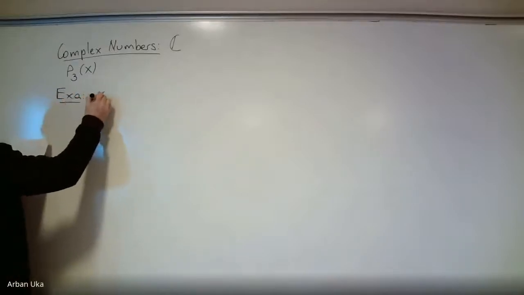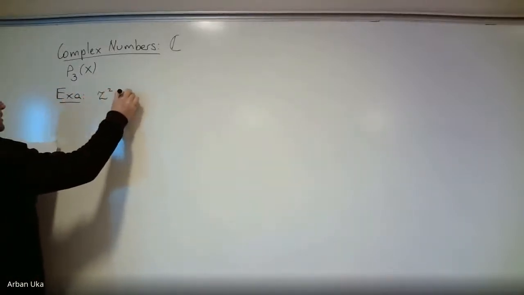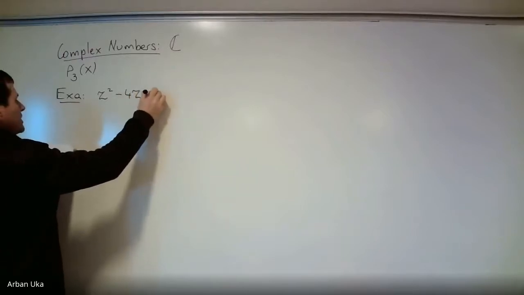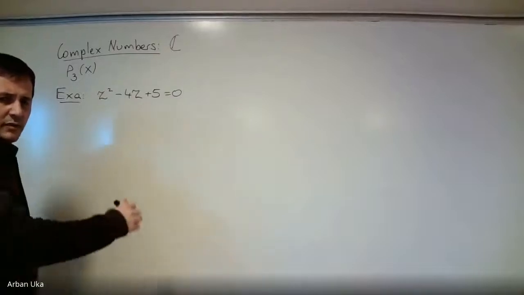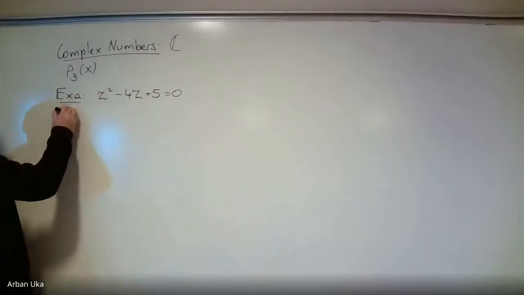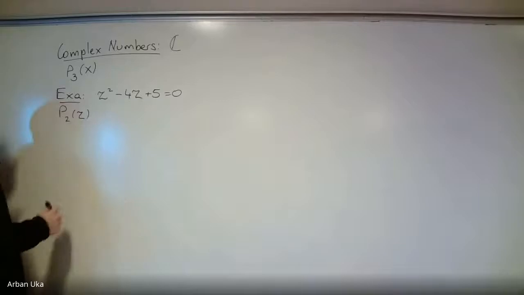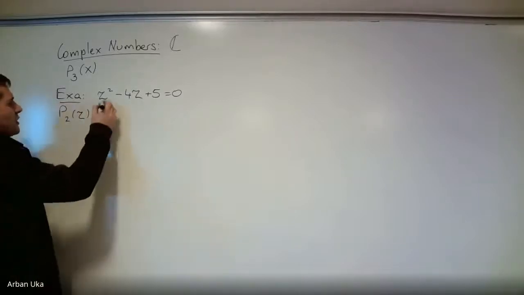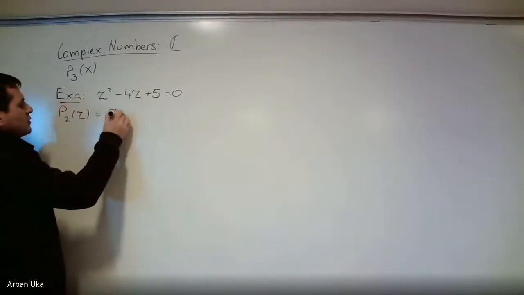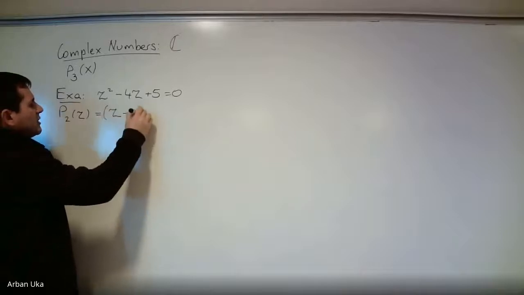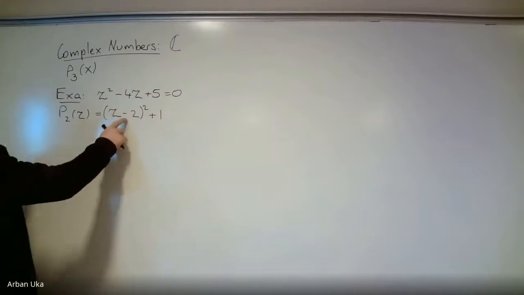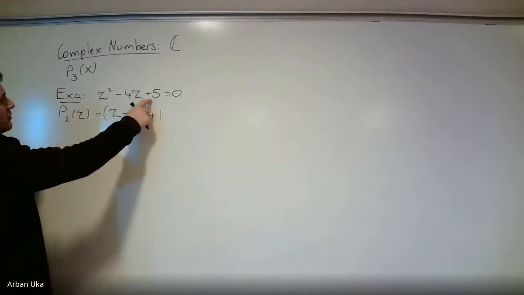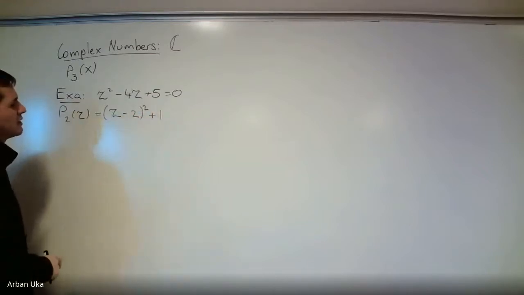In this example, we have z squared minus 4z plus 5 equal to 0. Here we have a P2 in z, a second order polynomial in z. If we try to represent this, z squared minus 4z plus 5 can also be rewritten as (z minus 2) all squared plus 1, because this is z squared minus 4z plus 4 plus 1, which is 5.